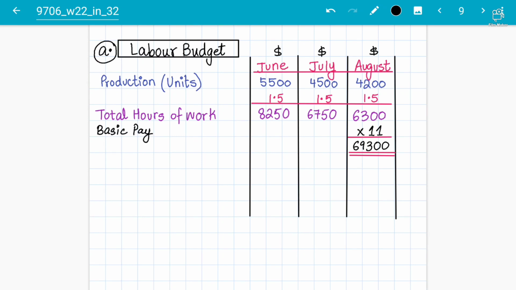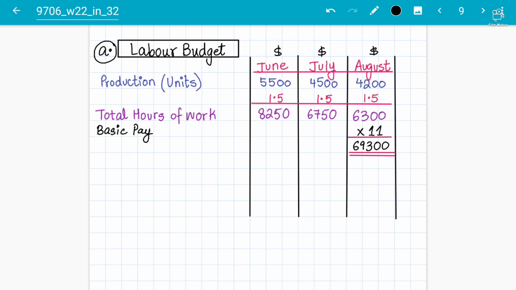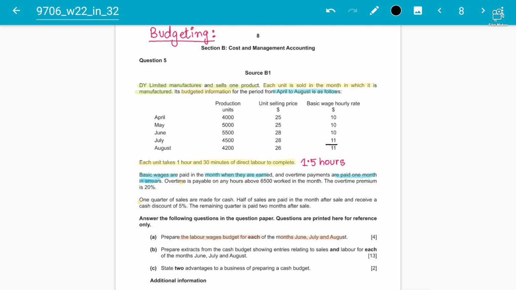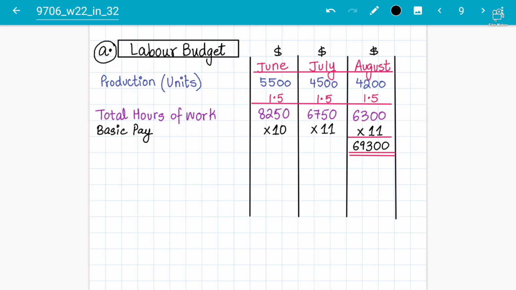Now how will you work for June and July? It's very simple. First you multiply with the basic pay, for the 8250 hours. In June it was $10 per hour, and in July it was $11. Make sure you follow the information very carefully. If for 1 hour you get $10, then for 8250 hours you multiply by this. In July also it was $11. Check again, students: in June it was 10, in July 11, and August also 11 the rate, so we multiplied with that. That is the amount for the basic payment, the basic wages they will receive.